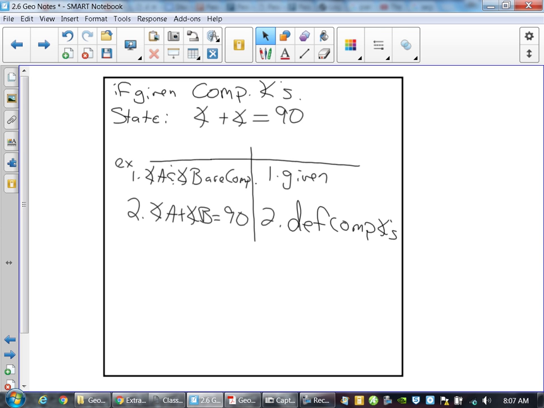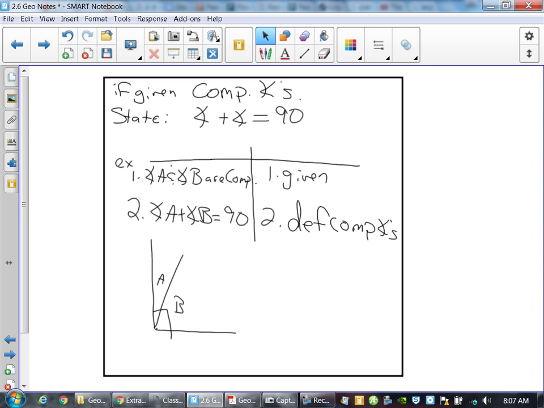What would a diagram look like for this? Perfect. Two acute angles equal 90. So I know I'm going to have a right angle here. And it doesn't really matter how it looks. I can just say here's angle A and here's angle B. That's it. It's really all you have to do. The angle measurements for A and B really don't matter. We can just have it set up like that.